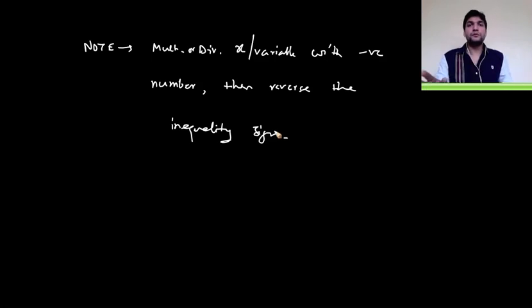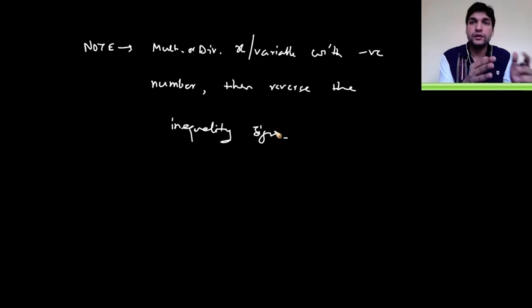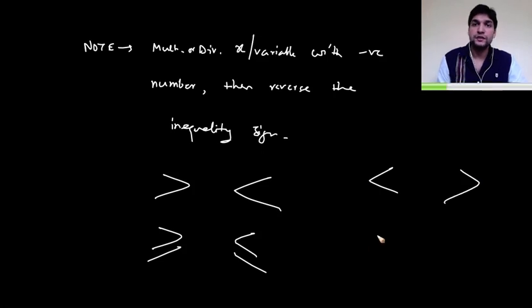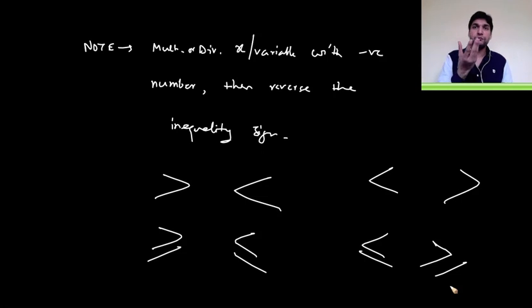I know you won't be able to understand my handwriting, it's like doctors' writing. So here, whenever you multiply or divide any variable that you need to find with a negative number, it could be -1, -2, whatever, then you have to reverse your inequality signs. If it is greater than, make it less than. If it is greater than or equal to, make it lesser than or equal to. If it is lesser than, make it greater than. If it is lesser than or equal to, make it greater than or equal to. Okay, you have to exactly reverse the sign. Keeping this in mind, we'll do the remaining questions.